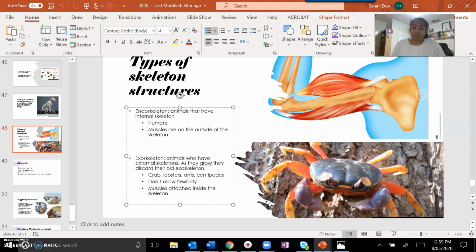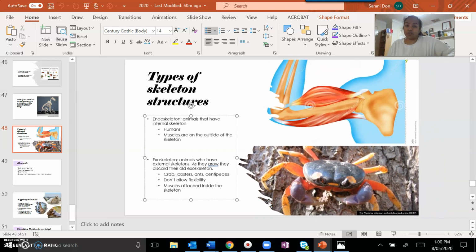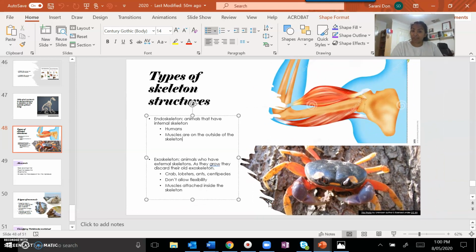With them, muscles are attached inside the skeleton. If you've had crab meat before and opened the crab shell, the meat, or the muscles of the crab, are on the inside because they're attached to the skeleton. While we, as endoskeleton animals, are the opposite. So these two words you need to be aware of and be familiar with some examples as well.